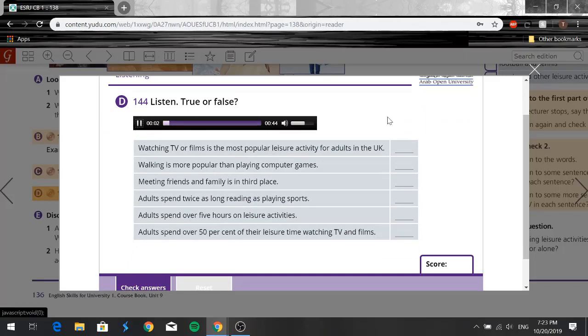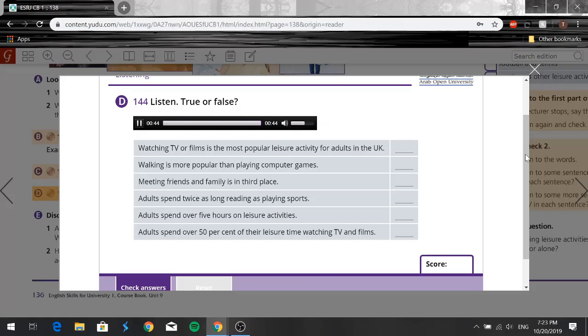144. Exercise D. Listen. True or false? Watching TV or films is the most popular leisure activity for adults in the UK. Walking is more popular than playing computer games. Meeting friends and family is in third place. Adults spend twice as long reading as playing sports. Adults spend over 5 hours on leisure activities. Adults spend over 50% of their leisure time watching TV and films.